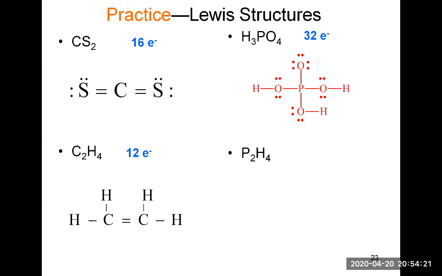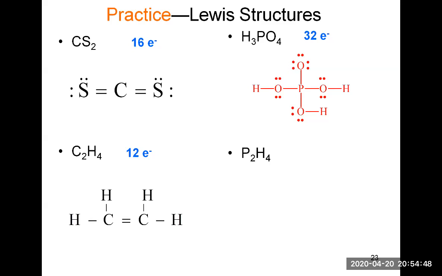So each oxygen has an octet, and the phosphorus has its octet as well. So for P2H4, the 2 P would be in the center, and you would give 2 hydrogens to each P, very much like the C2H4 there.